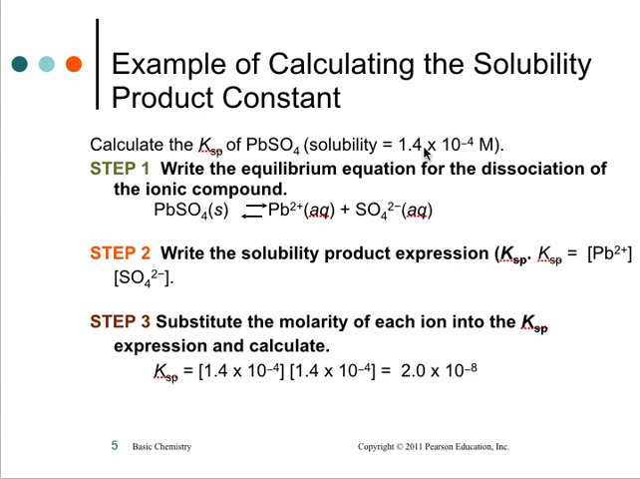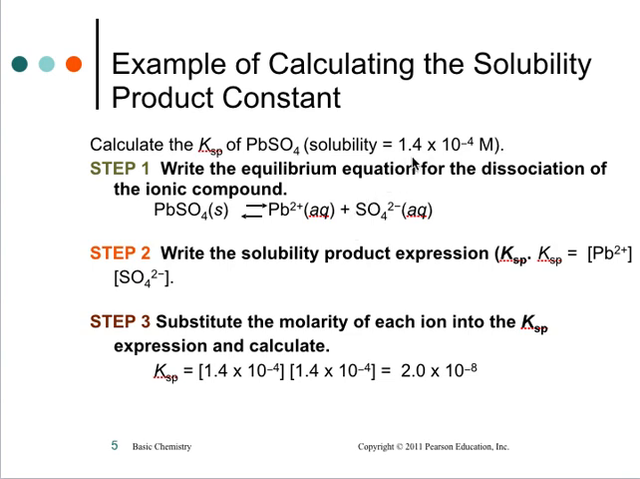That means if I have 1.4 times 10 to the -4 moles per liter, when it breaks apart, I'm going to have 1.4 times 10 to the -4 moles of this side of the bread, and 1.4 times 10 to the -4 moles of this side of the bread. Okay, so when I do the K sub sp, remember it's going to be the concentration of the lead 2+, and there's no coefficient, so it's taken to the 1 power, times the concentration of SO4 2-, taken to the 1 power since there's no coefficient here.